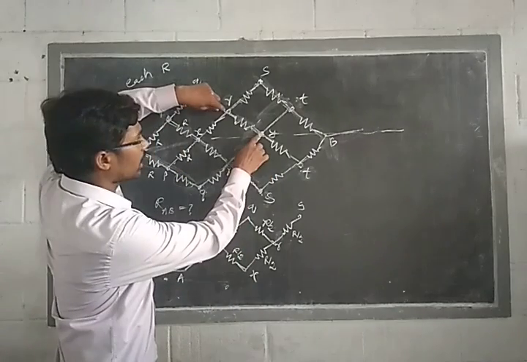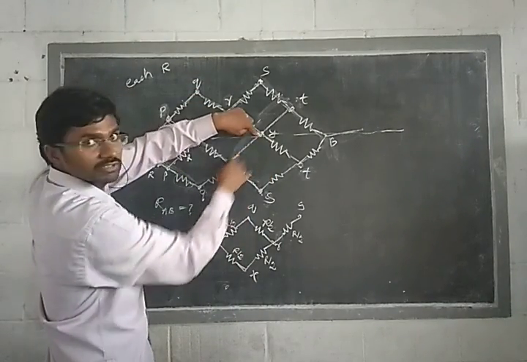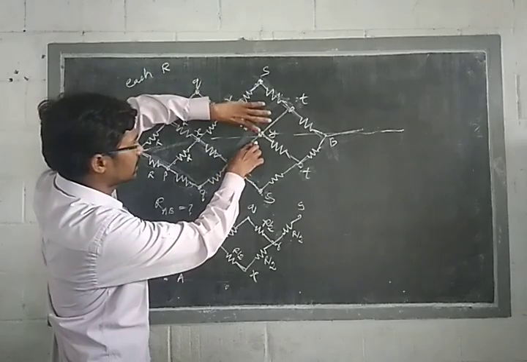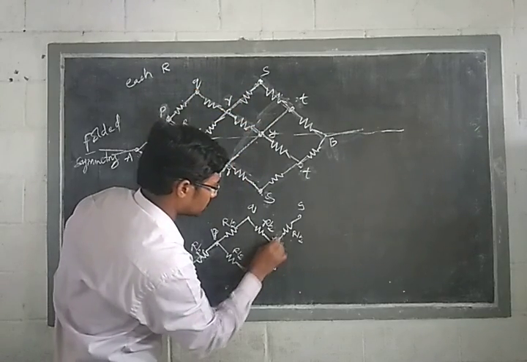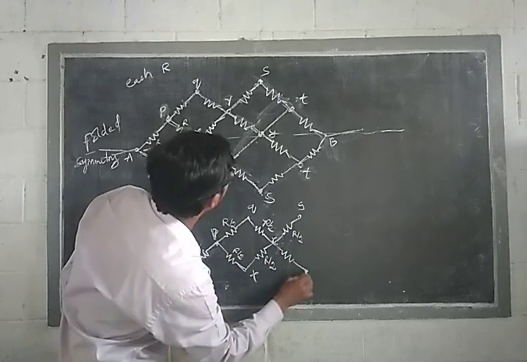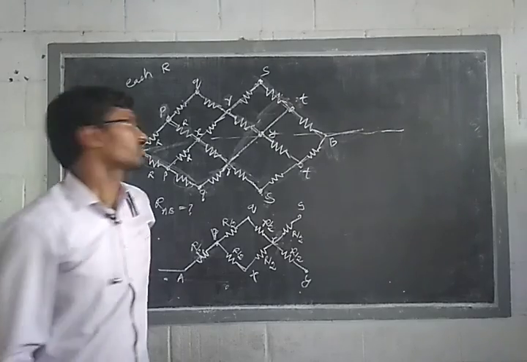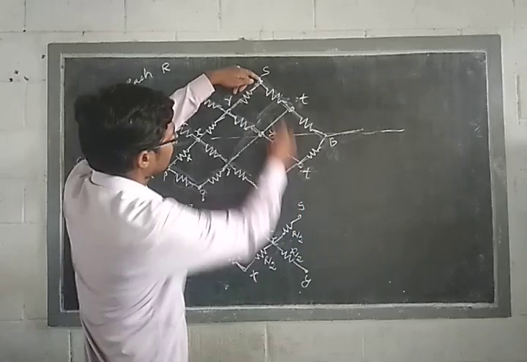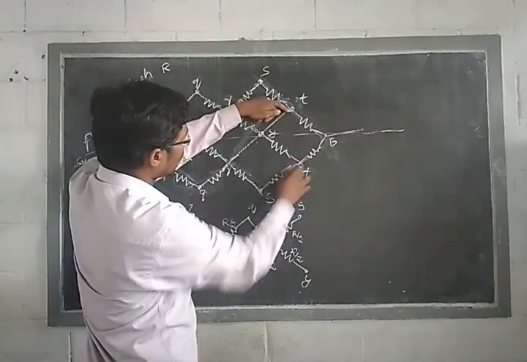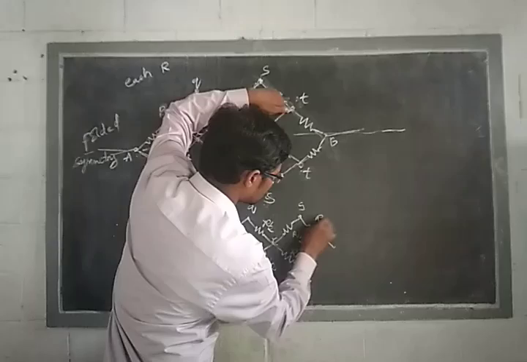Next, R and Y. Here Y and R, these two are in which combination? Same potential. Then the resultant of these two, also having R, Y, is now also R by 2. Next, S completed. S and T. Here we have S and T having the same potential difference. So this is also R by 2.